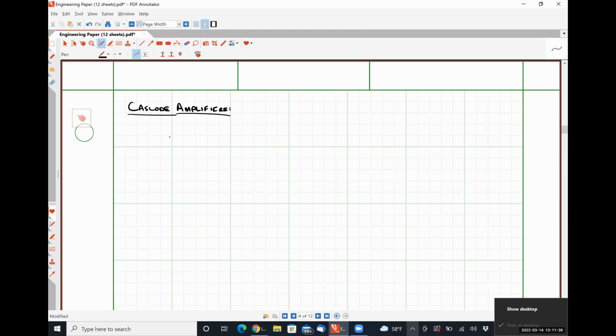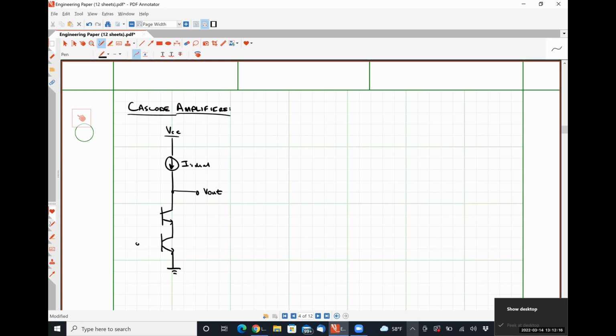So for a BJT version, that would look something like this. We have an ideal current source used to bias this amplifier. We'll talk about why we want it to be as close to ideal as possible, but the reason should be fairly obvious. And then we have a cascode configuration of bipolar junction transistors, where in this case, we're using NPNs.